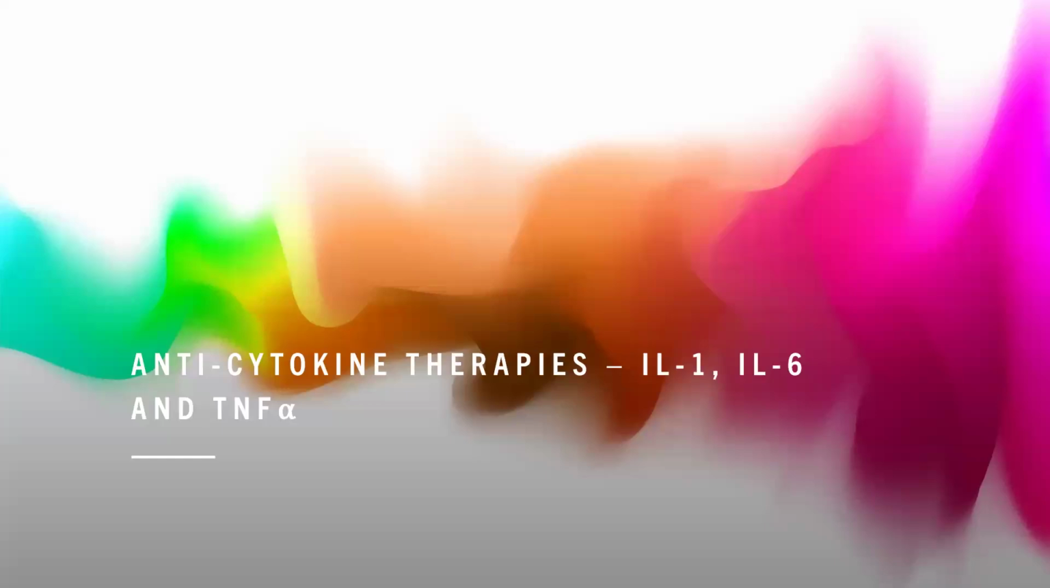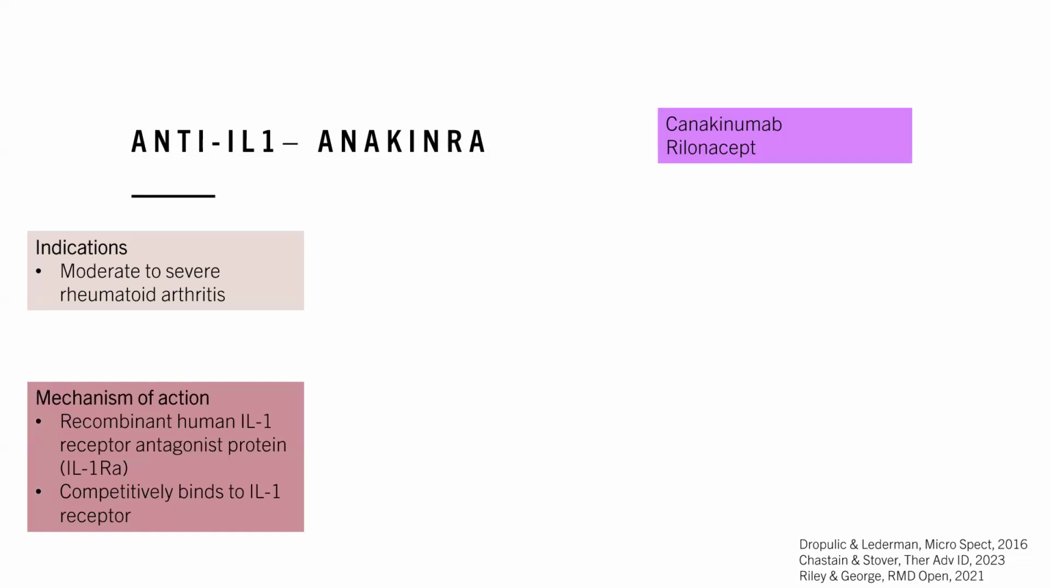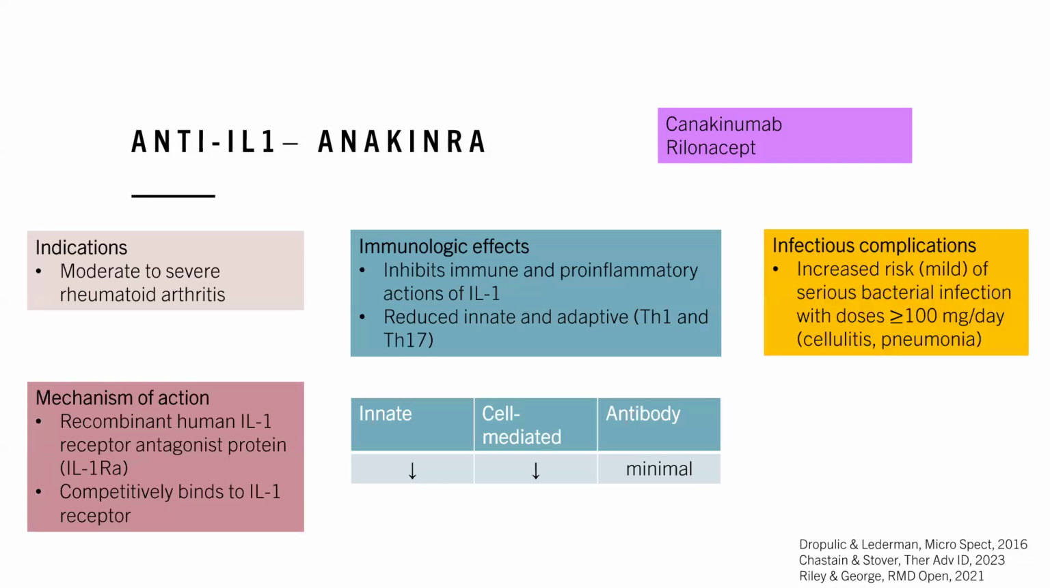Your anti-cytokine therapies really depend on what cytokine you're directing it against. So a drug like anakinra targets IL-1. There's drugs like canakinumab or rilonacept, used generally for rheumatoid arthritis. The immune effects are actually relatively mild compared to some of the others. There's a bit of an increase in bacterial infection, but generally infectious risk is quite mild.